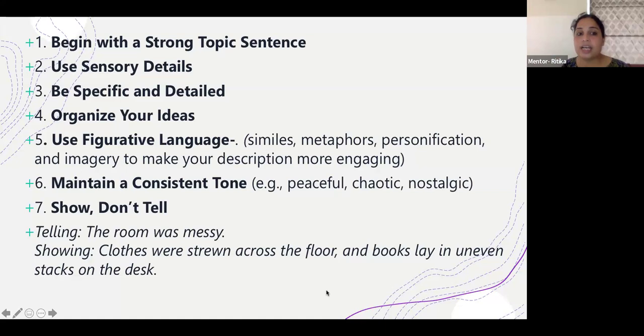Right? You organize your ideas properly, so your ideas should be in flow. First you begin with an introductory sentence wherein you introduce the topic you have been given. Then one by one you use the sensory details and touch upon all the senses: the smell, the sight, hearing, feel, taste.